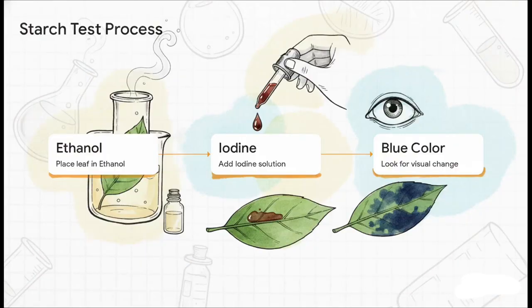Okay, let's look at another classic example to see this in action. The famous starch test. Chalo, iske steps jaldi se dekhte hain. How do we actually set up a scenario to make a clear sensory observation? Step 1, we take a leaf and drop it into a beaker with ethanol. Step 2, we take it out and use a dropper to add a bit of iodine solution directly onto that leaf. And step 3, we just wait and look for a very specific visual change. We are basically setting the stage for our eyes to do all the heavy lifting.